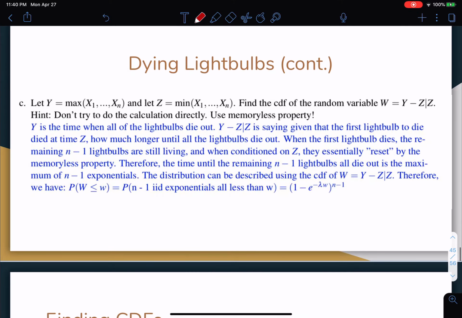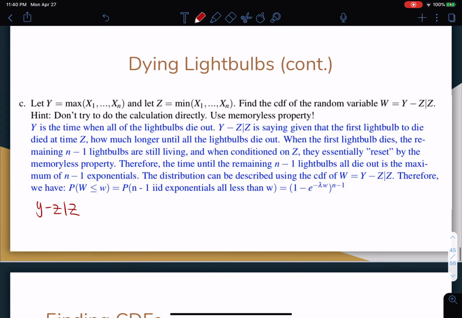Part C. Part C is a little more difficult. So notice that Y is the time when all the light bulbs die out. And what this means is I know when my first light bulb dies out.